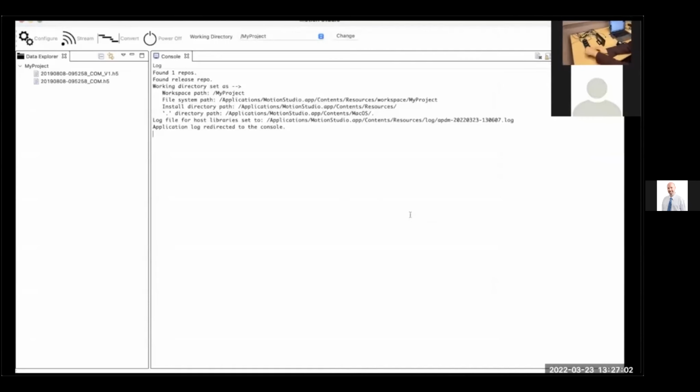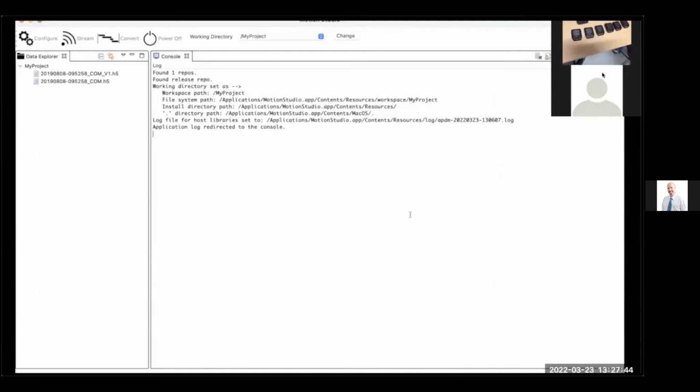Okay, once you've configured your sensors, you just pull them from the dock and you lay them flat. And they do their own internal synchronization. So what we're doing here is we're waiting for all the sensors to blink in unison.